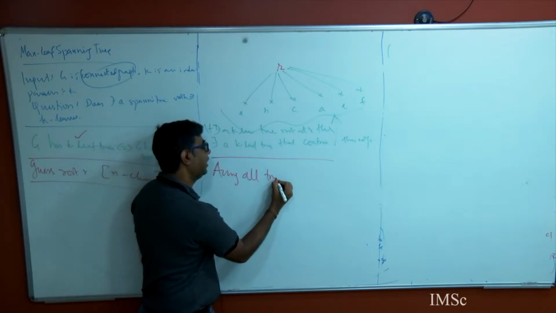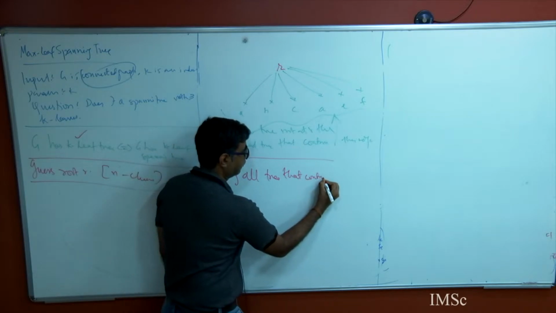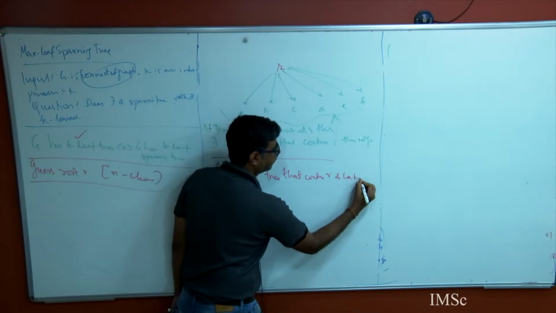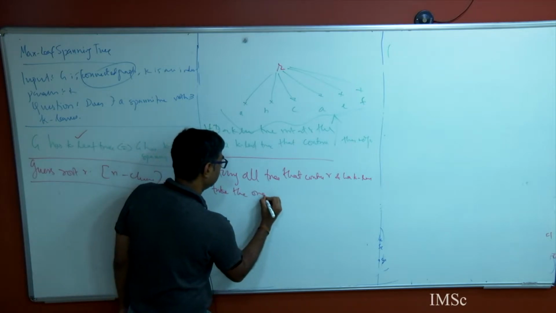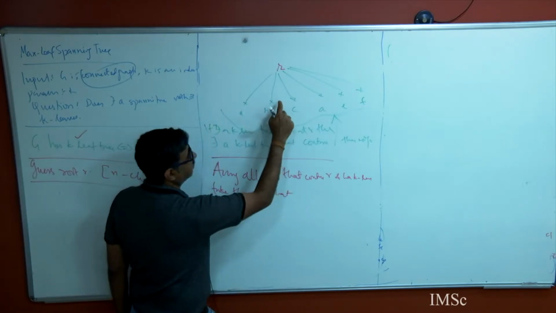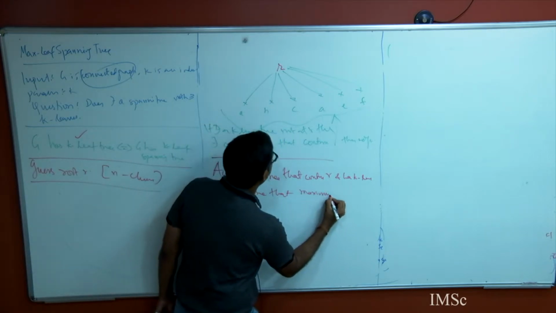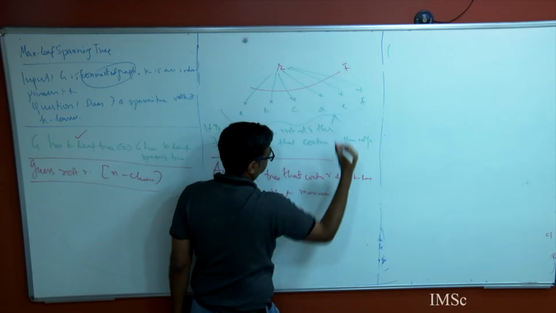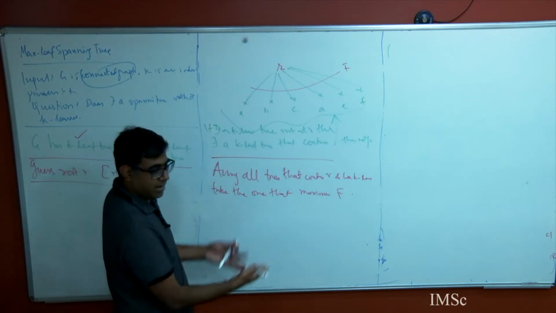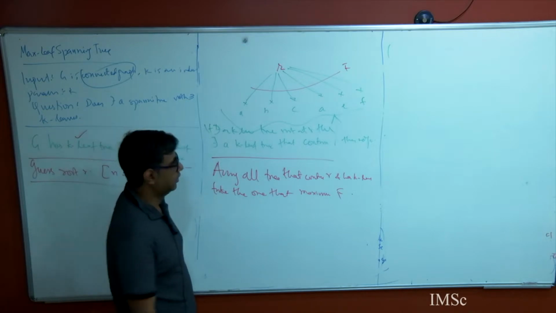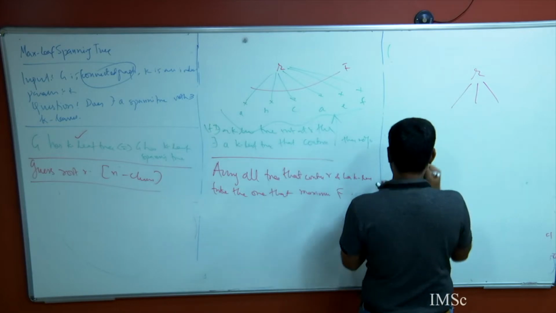Among all trees that contain R and have K leaves, take the one that maximizes F, like it contains the maximum number of edges from F. If it contained all of F, then we are already happy, right? So you have R and some set of edges.